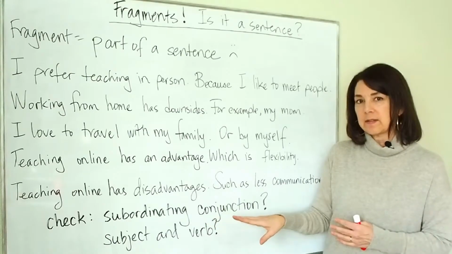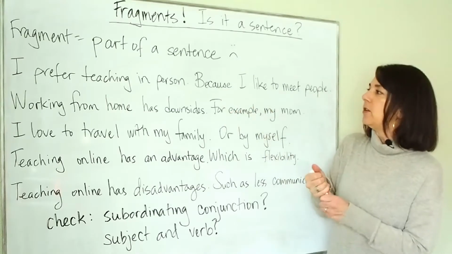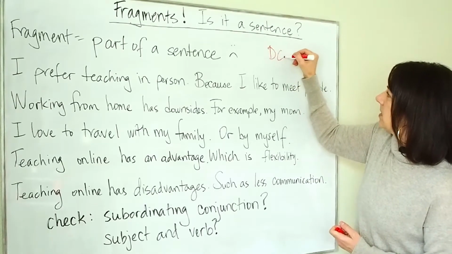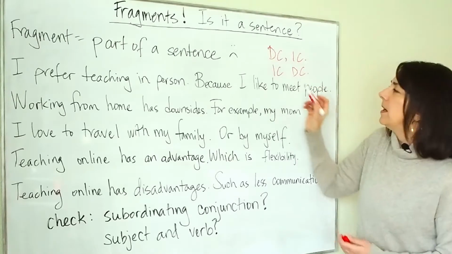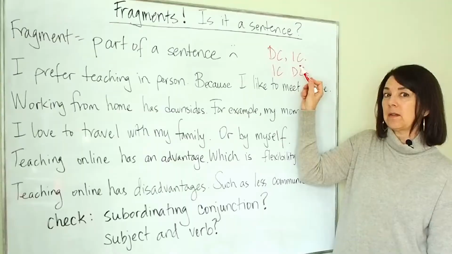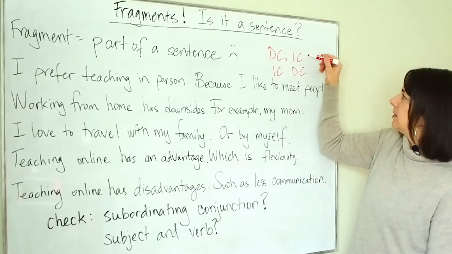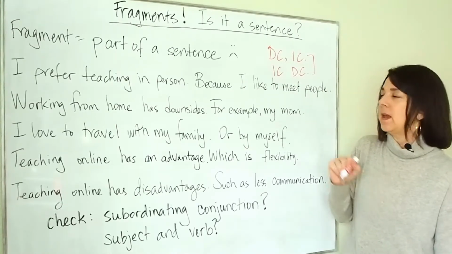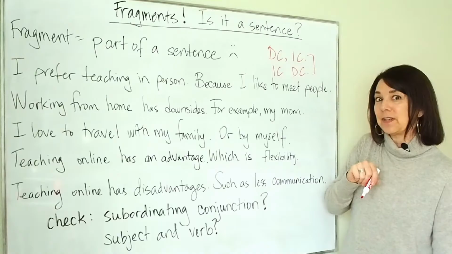If your sentence has a subordinating conjunction, like this one, then you need to follow the rule of DC, IC or IC, DC. Now, these abbreviations mean dependent clause, independent clause, or independent clause, dependent clause. This is how you make a sentence. And if you need to review that, that was the topic of my last video.